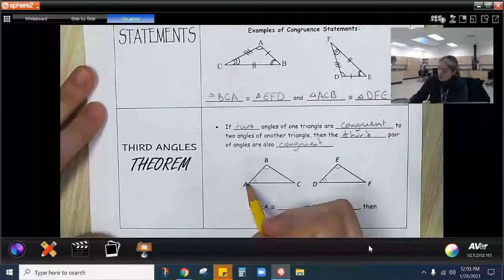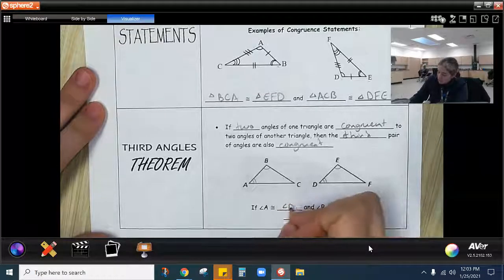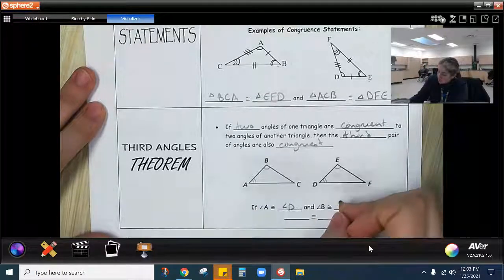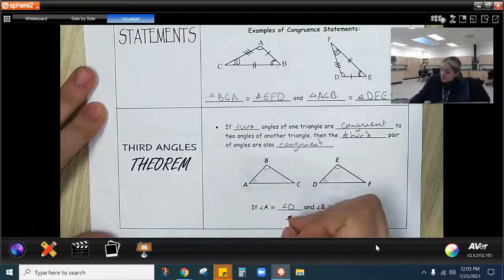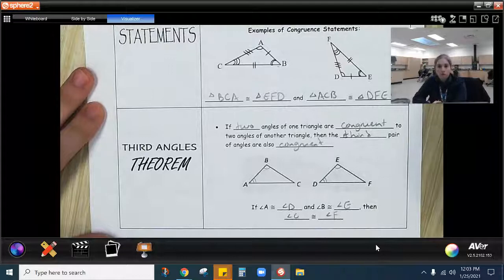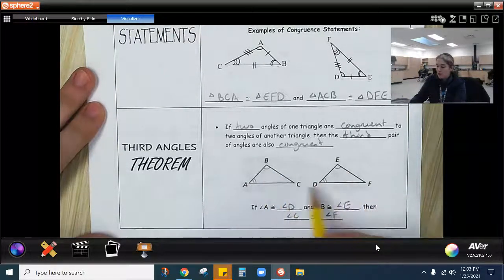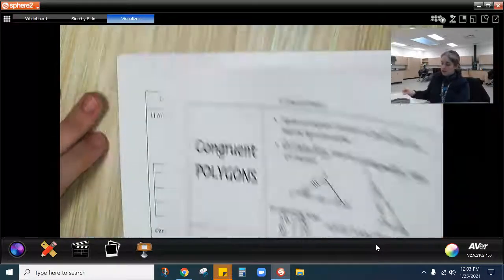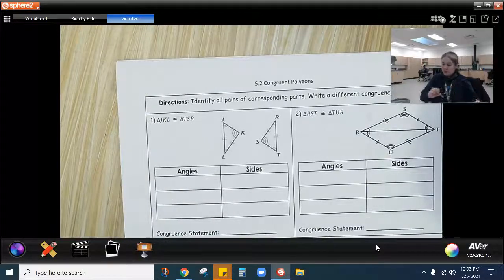So in this case, if A is congruent to angle D, and if B is congruent to angle E, then angle C must be congruent to angle F. This is where you go, duh. Obviously, if these match up and these match up, then these two must match up as well. Duh.